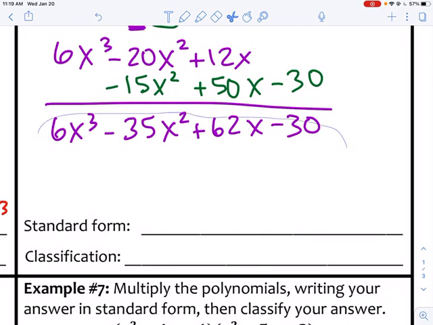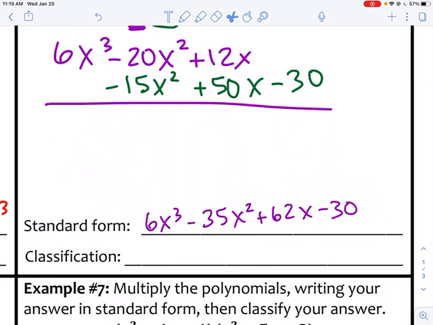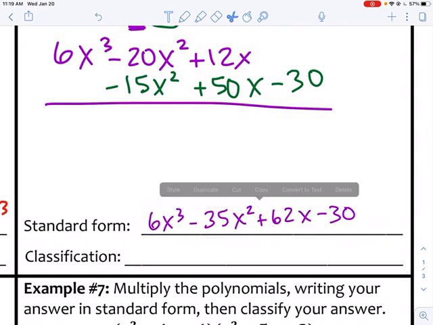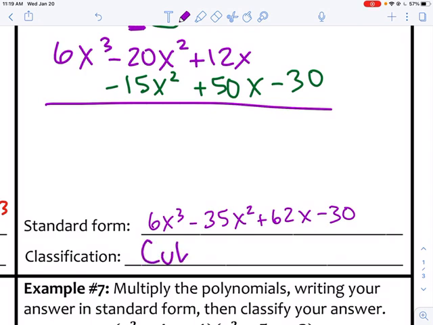So this is already going in descending order from highest exponent down. So that's going to be our standard form. And we classify that with our highest degree, which is a 3, so cubic. And then there are 1, 2, 3, 4 terms, so we just get a general polynomial.